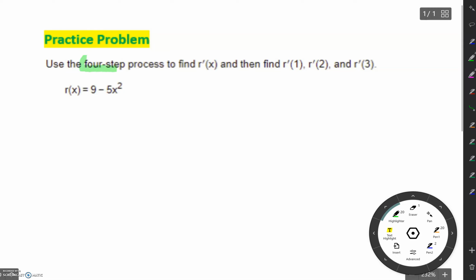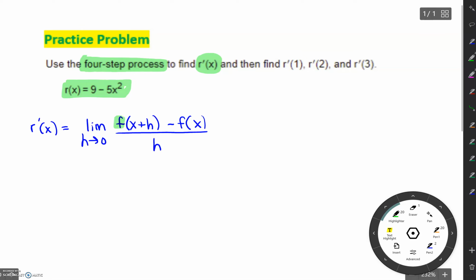Okay, so in this problem, we're being asked to use the four-step process to find the derivative of the function r, which is defined by this rule. So we need to set up the limit of the difference quotient, but instead of using the letter f to identify the function, we're going to use a lowercase r because that's how our function rule was defined. So we're going to find r of x plus h minus r of x and then divide by h.